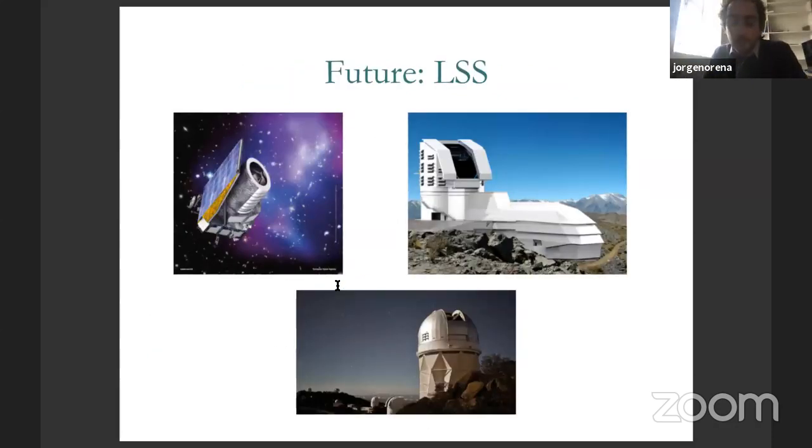And one would hope that in the future we can improve on this. And the future lies in the large-scale structure. I'm showing pictures of near future surveys: the Euclid survey done by the Europeans, LSST, which will take place in Chile, basically an American survey, and this one I forgot. I think this is DESI or DES, I don't know.